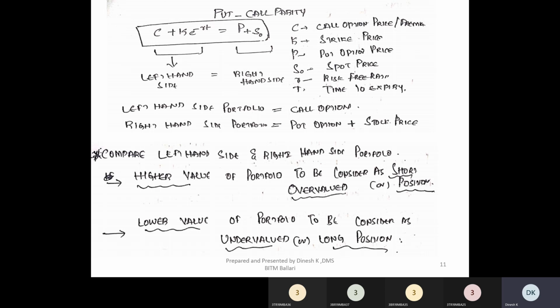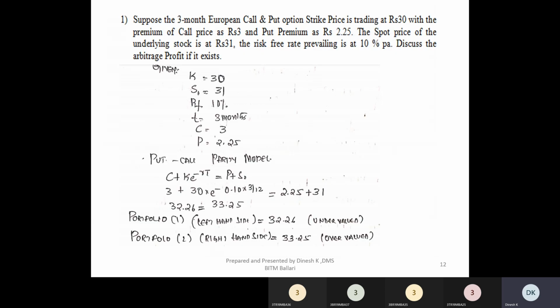Okay, now let's try to understand the situation here, how to move ahead with the arbitrage opportunity. Okay, now here is a problem for you all. Suppose a 3-month European call and a put option strike price is trading at 30. One of the conditions for put call parity is to make sure that the strike price of call and the put should be the same, right? So both the call option and the put option strike price is 30, with the premium of call option being 3 and the premium of put option being 2.25.